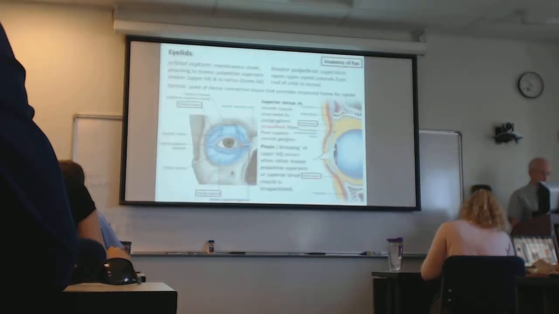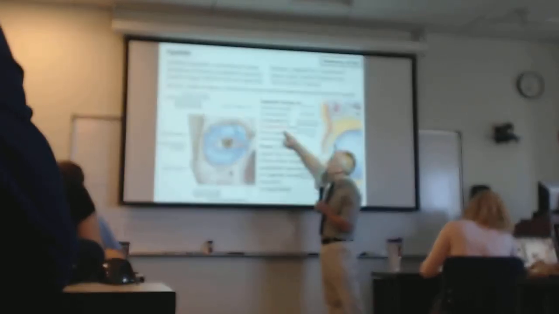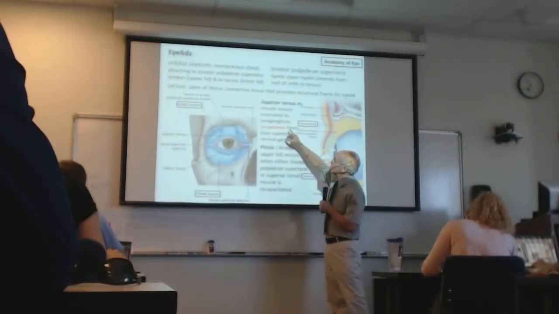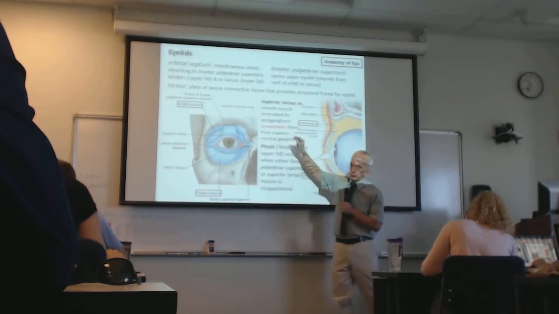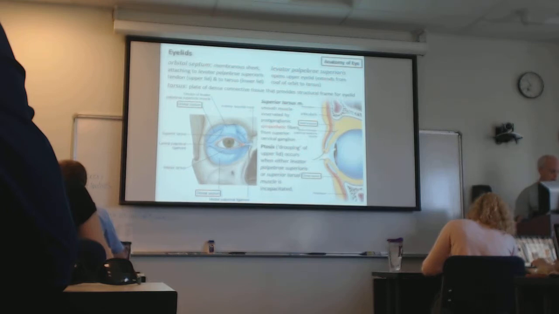But by the way, remember when we talked about Horner syndrome? You get about 20% loss of ability to open the eye. It's the tarsus muscle that is innervated by the sympathetic division.